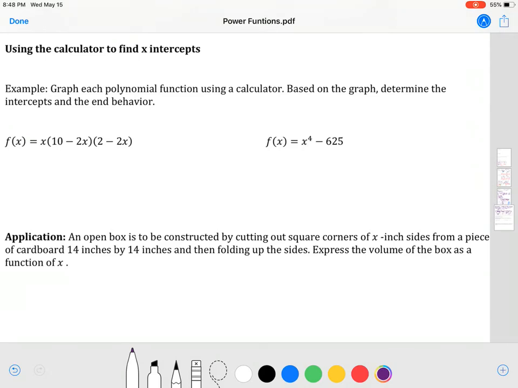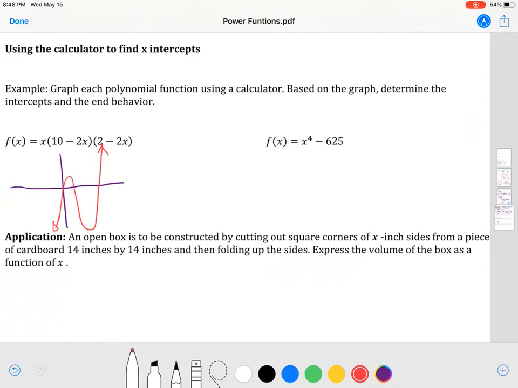Okay, now in this first couple of examples, it says graph each polynomial function using your calculator, and based on the graph, determine the intercepts and the end behavior. So when we look at this first function, I'm just drawing a sketch of what I see on my calculator. Now I'm a horrible artist, so please bear with me. It looks something like this, and it dips pretty far down, and then it comes back up. So it looks something like this.